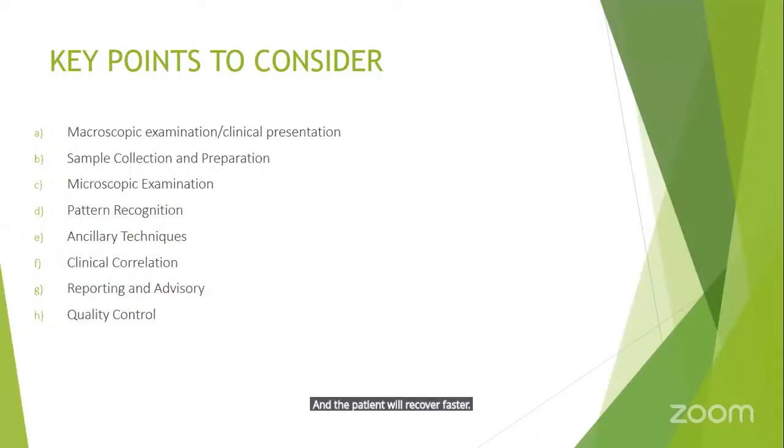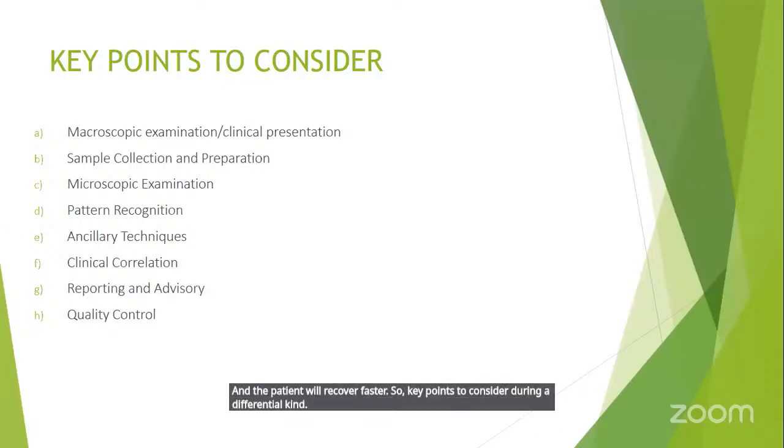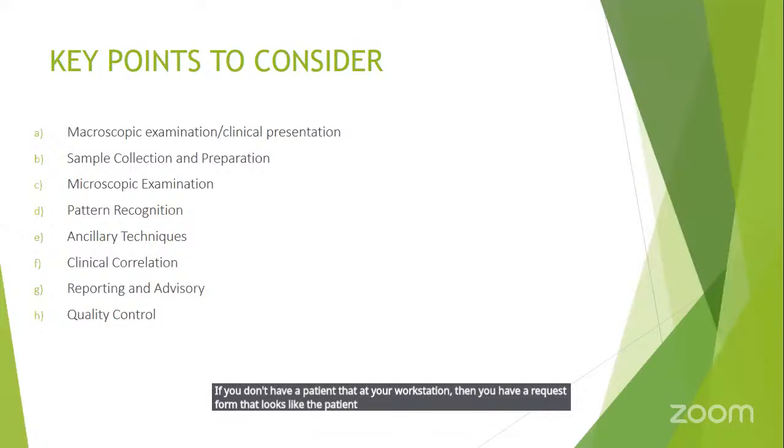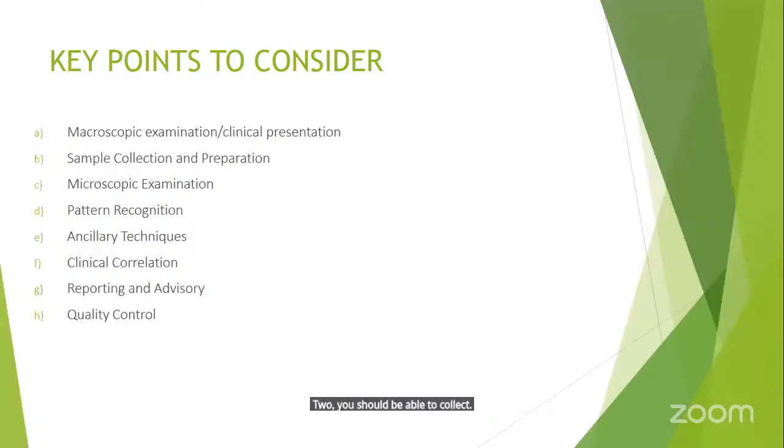So, key points to consider during a differential diagnosis. One, you should be able to do a physical check. If you don't have a patient at your workstation, then you have a request form that looks like the patient, in terms of all the information should be available on that request form. Two, you should be able to collect a good sample and prepare it accordingly. Because if you are going to do a differential diagnosis on a patient, there are different types of collections you are going to do.